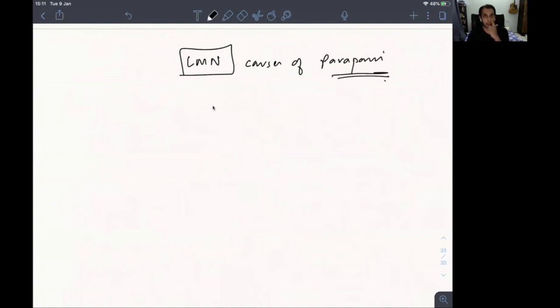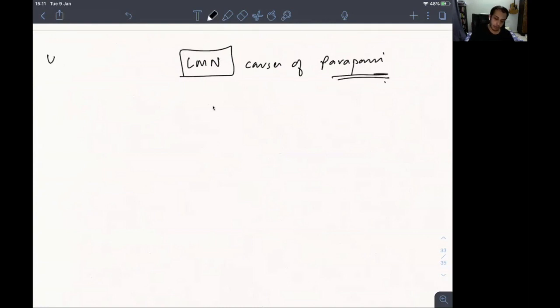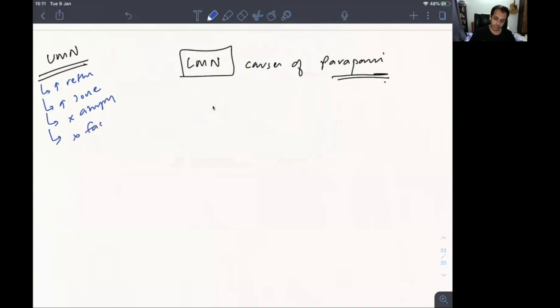So till now, everything that we have discussed was upper motor neuron. That is, it was above the level of the anterior horn cell of the lower limbs. And because it is upper motor neuron, all the things that we discussed in our last lecture will also apply. If it is upper motor neuron, there is increased reflexes, increased tone, there is no atrophy, there is no fasciculations.